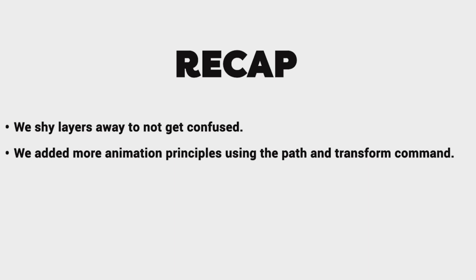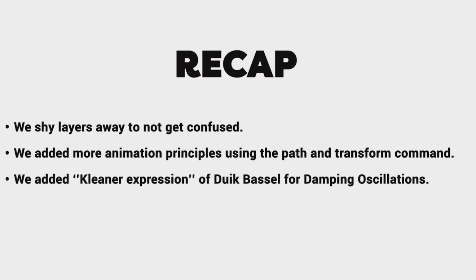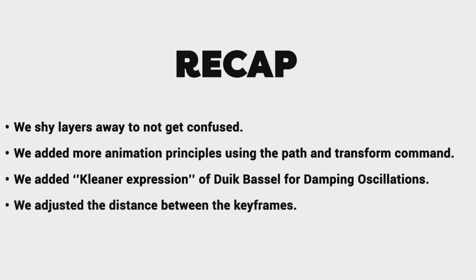We added more animation principles using the path parameters and the transform command. We added the K-linear scripts of the weak bezel for some damping oscillations. And we adjusted the distance between the keyframes to control the speed of our animation. Up next, we'll see how we can perform a basic frame morphing.